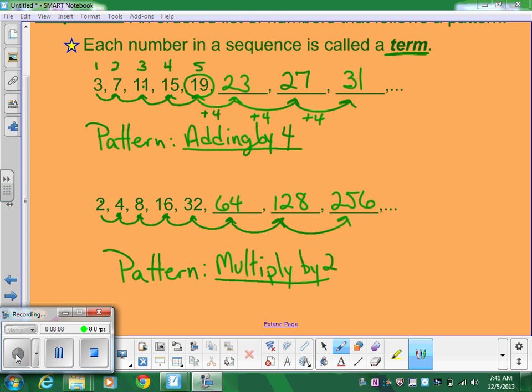There are many different types of sequences. In the next video, we'll actually discuss one of the 2 sequences that we are really going to focus on this school year.